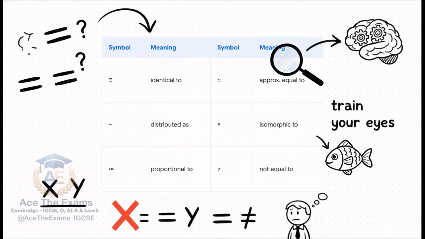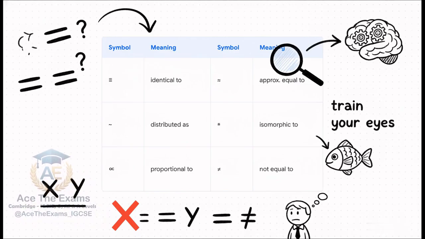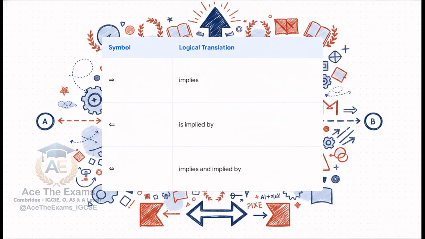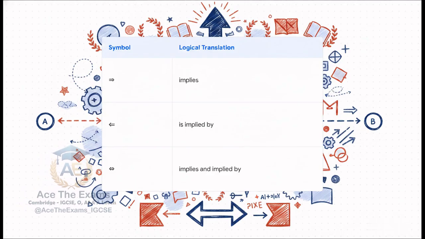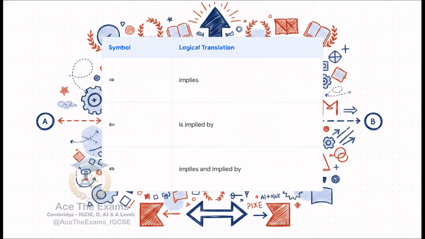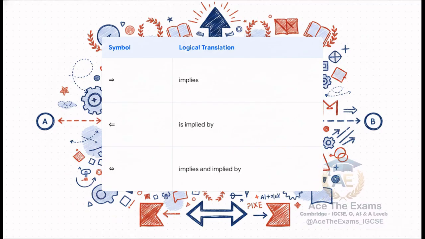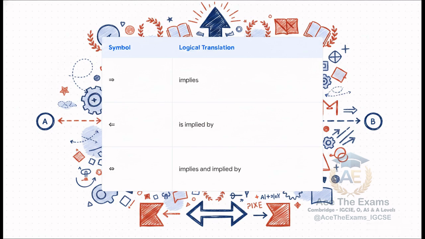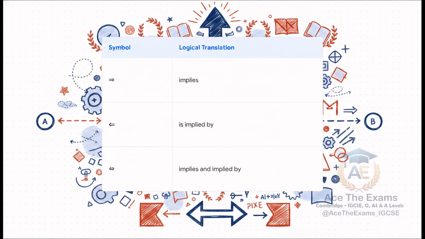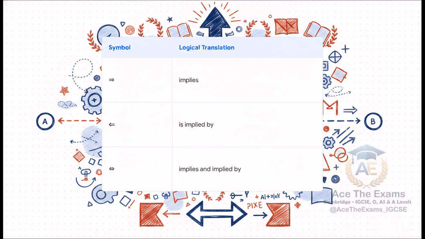Treating an is proportional to symbol, that little fish-looking guy, as a basic equal sign is exactly what cost students like Sam their top grades. And this right here brilliantly illustrates the grammar of logical flow. In the Cambridge exams, getting top marks means proving exactly how you get from point A to point B. Look at the direction of these arrows. An arrow pointing right means implies. Pointing left means is implied by. And that awesome double-headed arrow? That is the ultimate statement, implies and is implied by, or equivalence. Using these correctly tells the examiner your logic is rock solid.